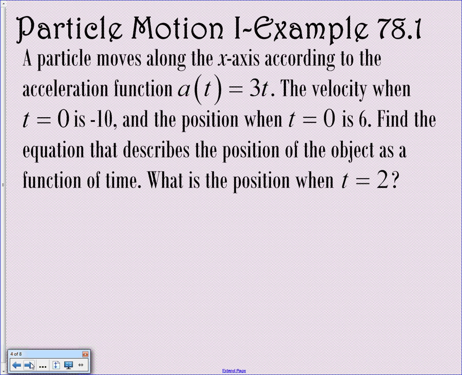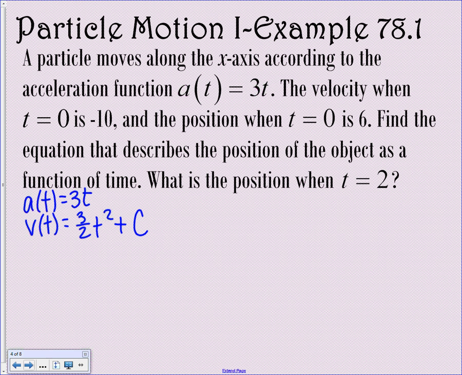So for this example, we have a particle moving along the x-axis, and they tell us our acceleration is given as 3t. Again, it's not going to be 9.8 or 9.81 or negative one of those. They tell us the velocity when the time is 0 is -10, and the position when time equals 0 is 6. We want to find the position equation, and then they ask what is the position when t equals 2. So we're going to start with our acceleration function, and we can integrate that, and if we integrate it, we get the velocity function. So you have 3 over 2 t squared plus c.